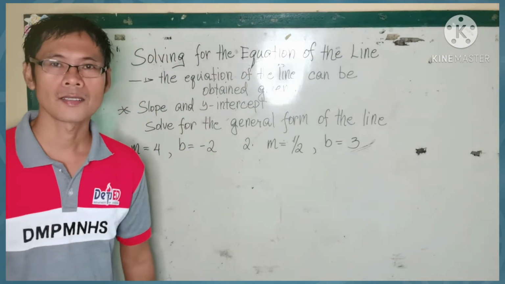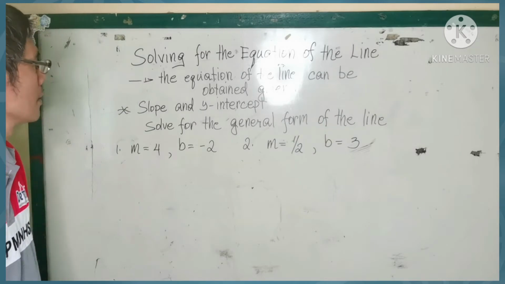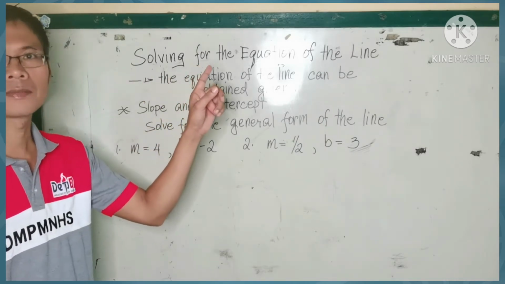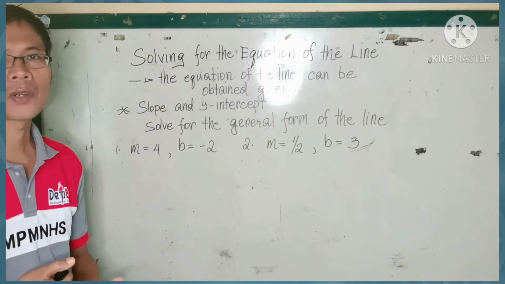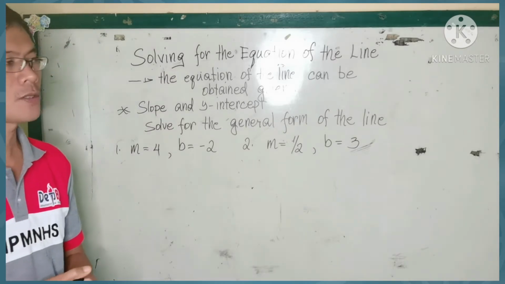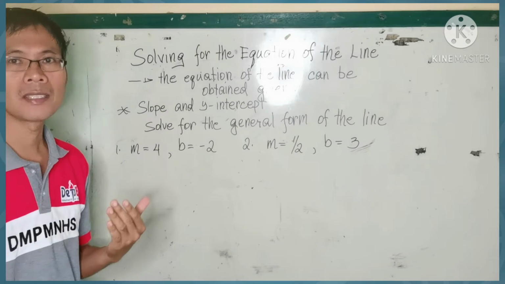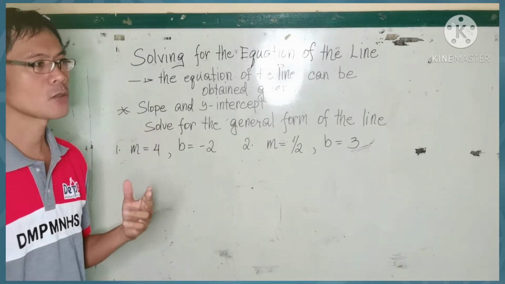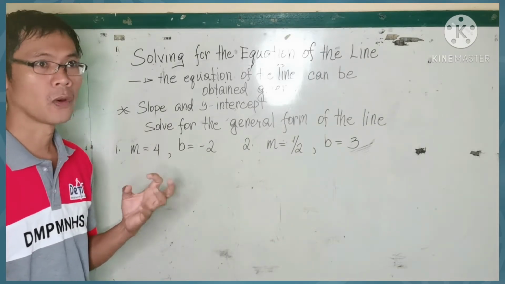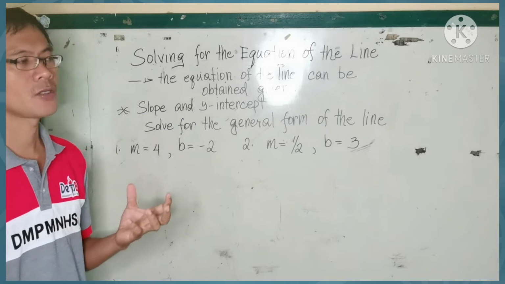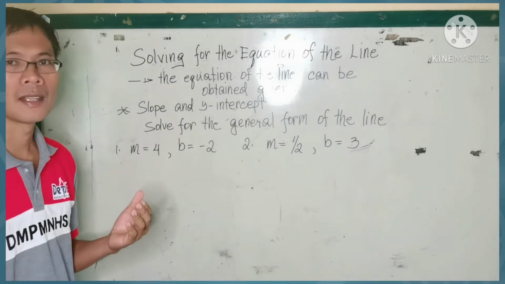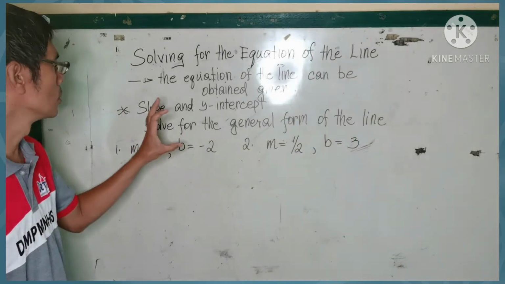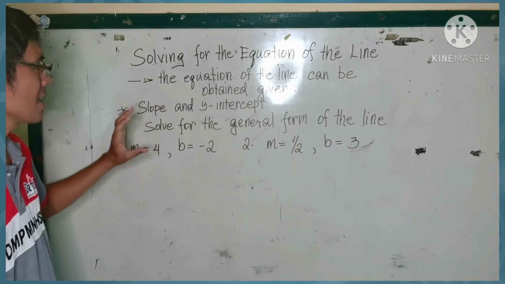Okay guys, so of course we are on the topic solving for the equation of the line. If we are to solve for or obtain the equation of the line, there must be something given. There are actually four considerations wherein we can solve for the equation of the line. So let us try to discuss this first.